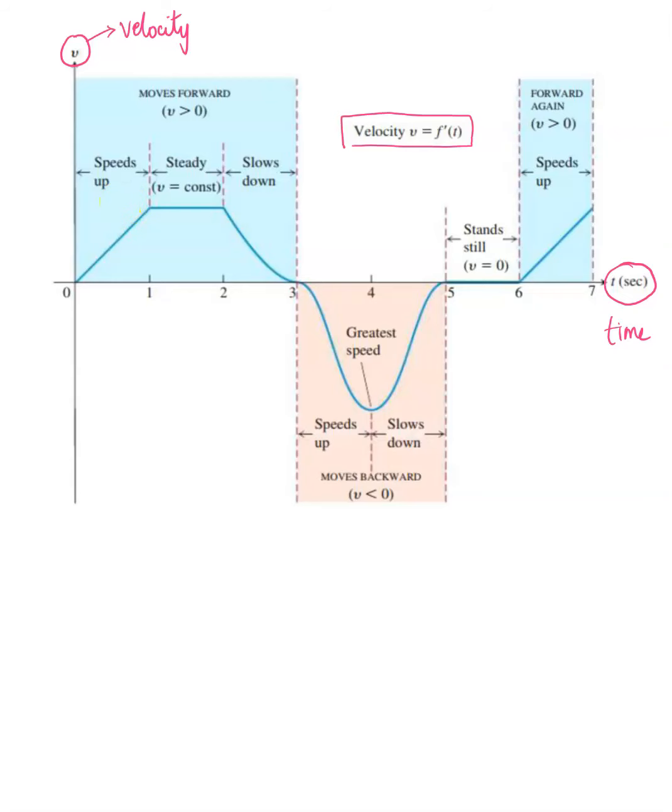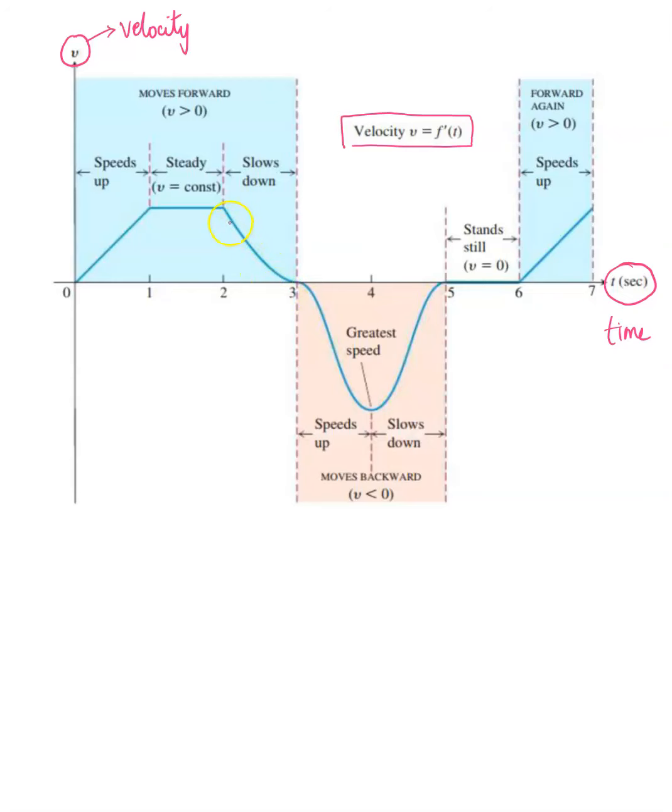And then if you look at the space between 1 and 2, from 1 to 2, you can see that the corresponding y value, or the corresponding v value, is the same. So v is constant, which means there is no increase or decrease in the speed or in the velocity of the object, which means it is moving steadily.